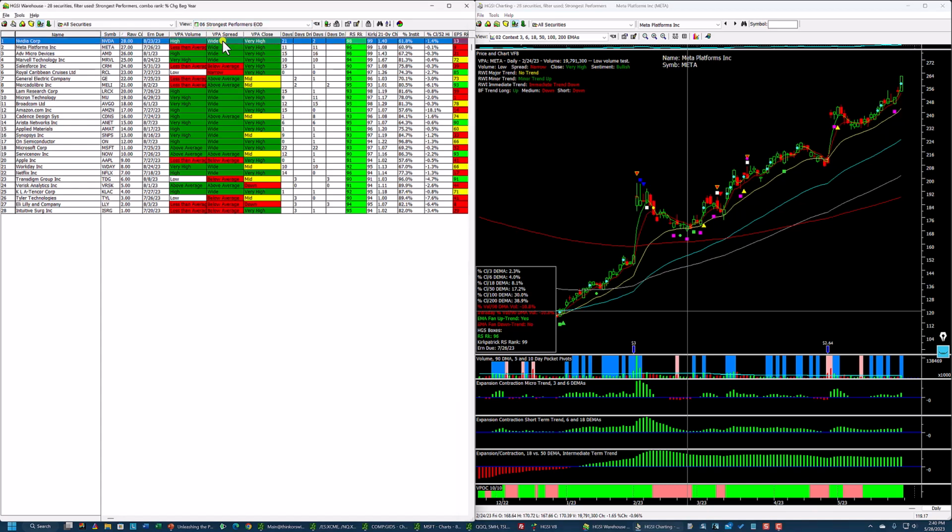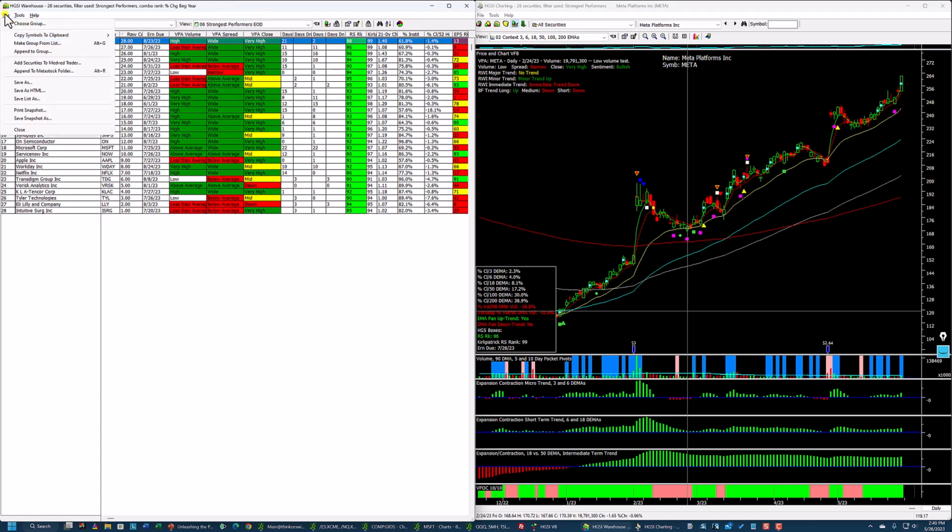Now, these are the stocks as of Friday, the 26th of May, that passed the new filter that I put together about the strongest performing stocks. You can see there's only 28 of them.